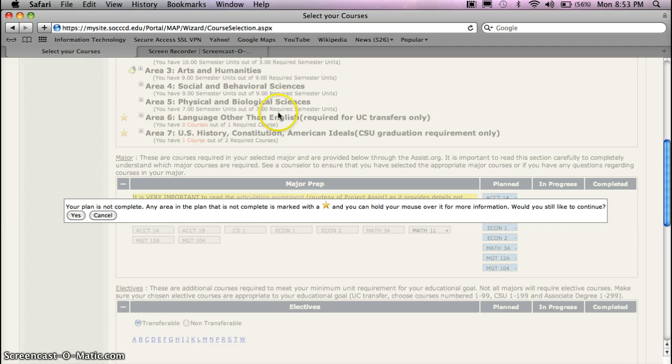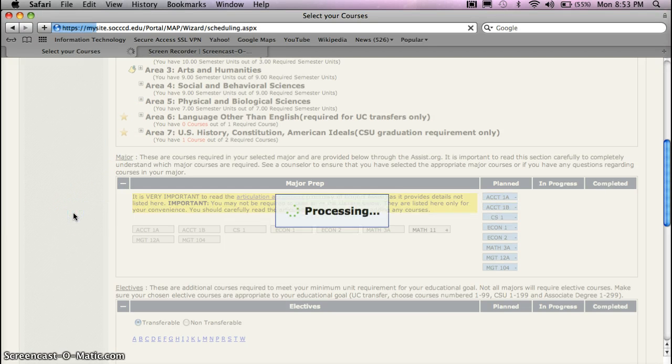Area 7 is a Cal State grad requirement. Again, not required to transfer, but it is a grad requirement. A lot of students just go ahead and take those classes at IVC instead of a CSU because we offer them for a more affordable cost, if you will. So I'm going to go ahead and click yes, saying that I'm aware of the errors that are there.